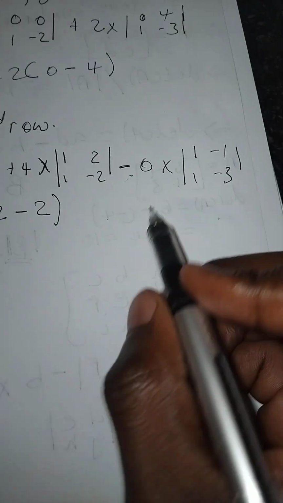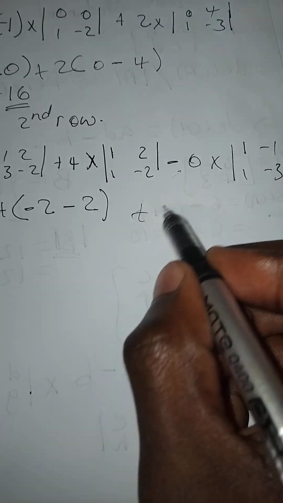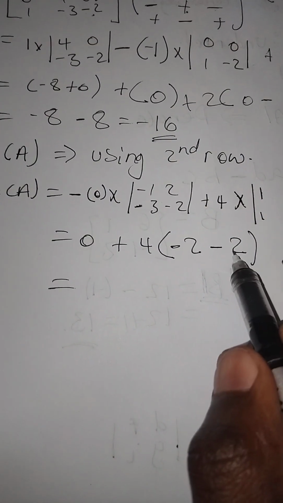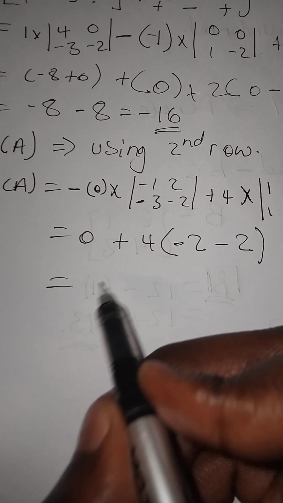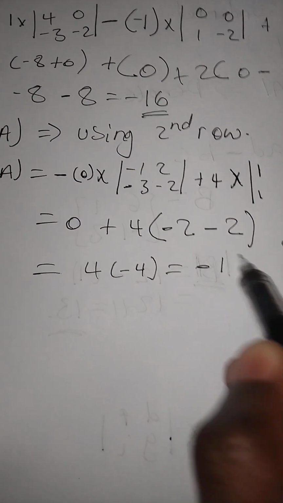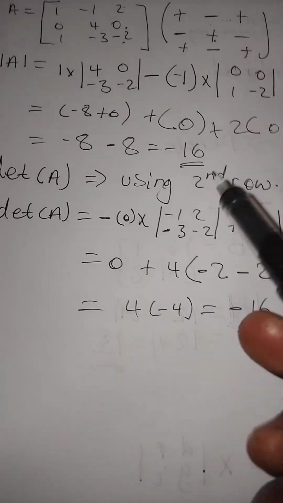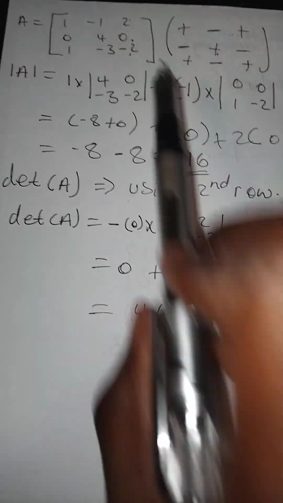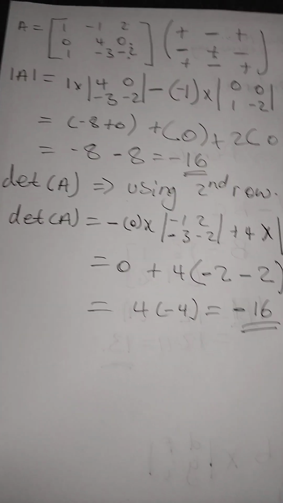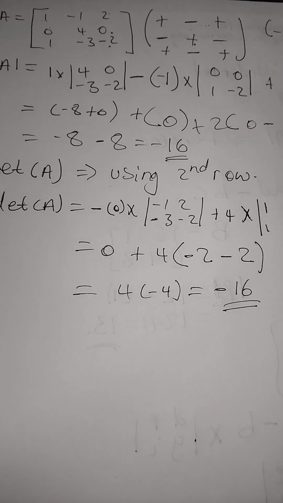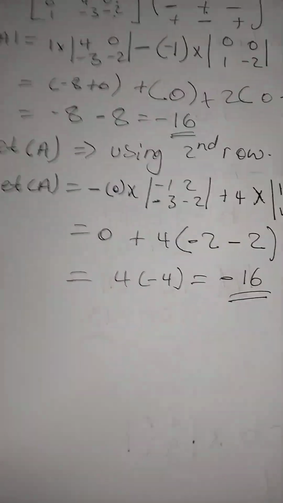Okay, then here we're gonna just get plus 0 again. So minus 2 minus 2, that is minus 4. So 4 by minus 4, it gives us minus 16. So we see that even from using row 2, we still get the same determinant. At first we used row 1, we got minus 16. Now we used row 2, we still got minus 16. So that is basically the idea of how you find the determinant of a 3 by 3 matrix.